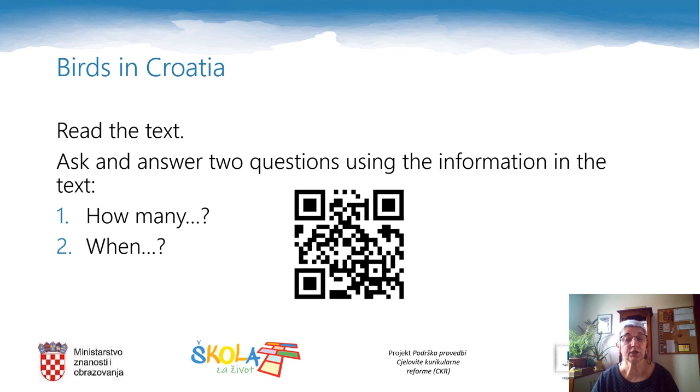Birds in Croatia. There are more than 370 bird species in Croatia, an exceptionally high number for a country this size. How many? 78 species are registered as endangered species in Europe. How many? They are endangered due to disappearing habitats, especially wetlands, and due to poaching.